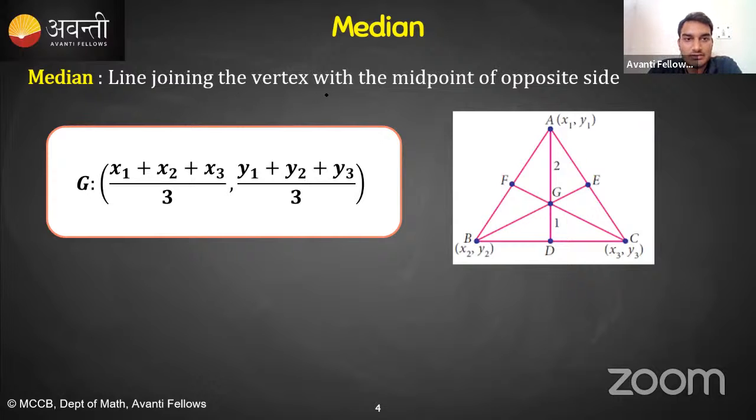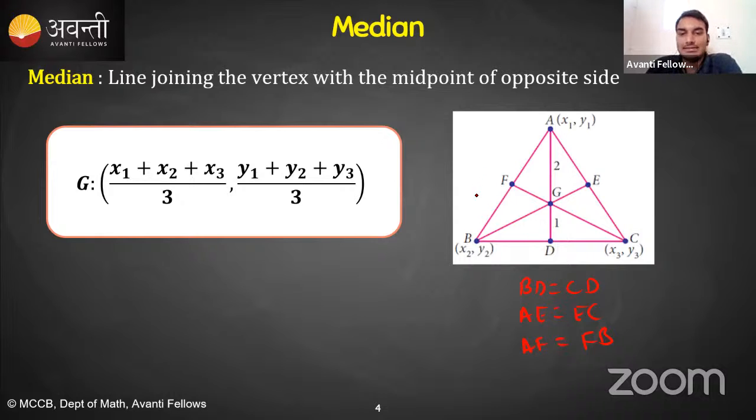Median is the line joining the vertex with the midpoint of the opposite side, right? Means if AD is a median, then BD is equal to CD, and if BE is a median, it implies AE is equal to EC. Similarly, CF is a median, so it means AF is equal to FB, right?